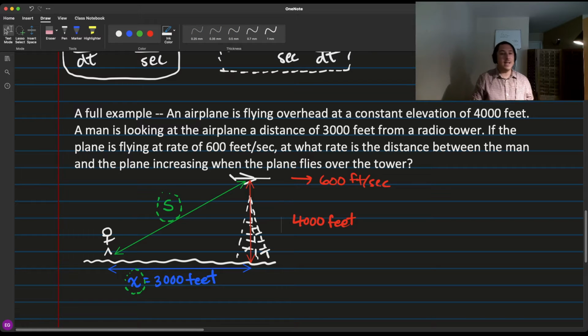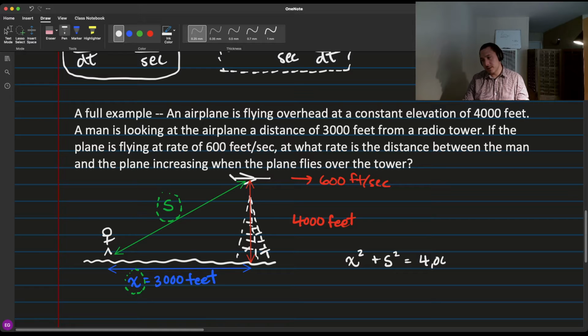Okay, now I've set this up so that those lengths actually have a relation to them. If you look at S, X, and the elevation of the plane to the ground, how are they arranged? If you look at the one number and two variables, what's an equation that relates them? You're always going to need an equation that relates everything. Yeah, exactly, the Pythagorean theorem. We know that x squared plus s squared is going to be equal to 4,000 squared.